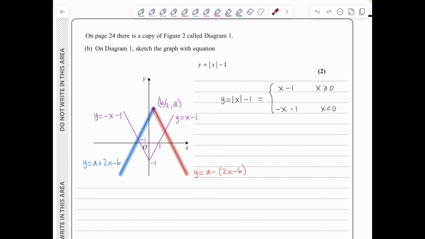Your graph should be symmetrical about the y-axis, and you need to be careful so that the cuts on the x-axis do not coincide with the cuts of the previous graph. So if you draw something like this, it will be penalized.